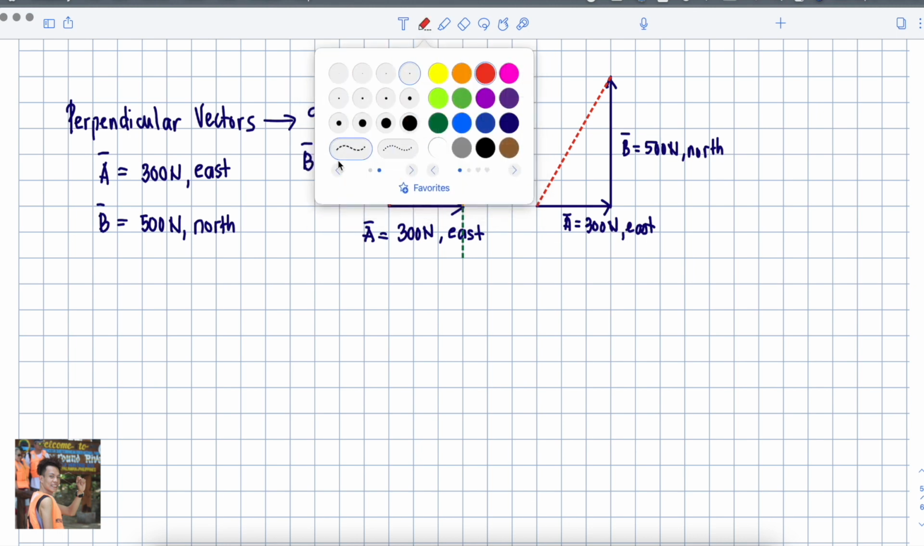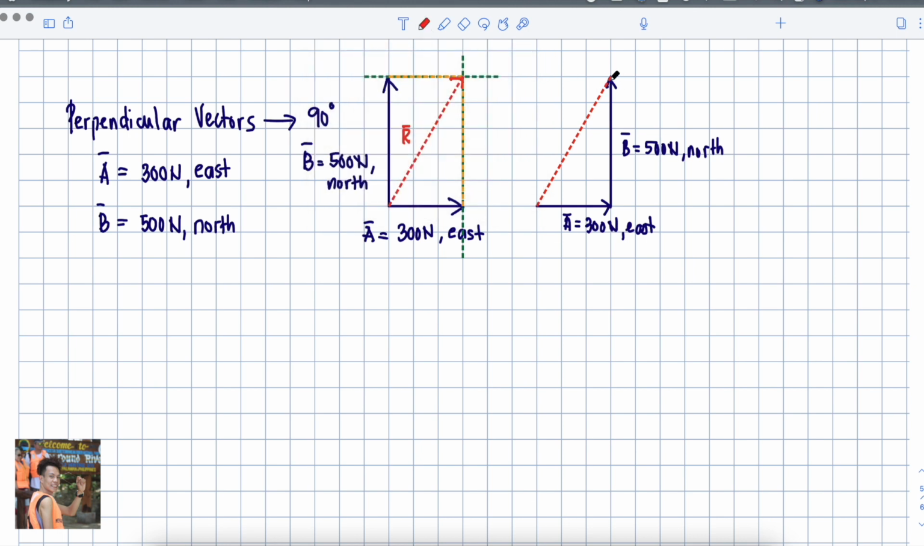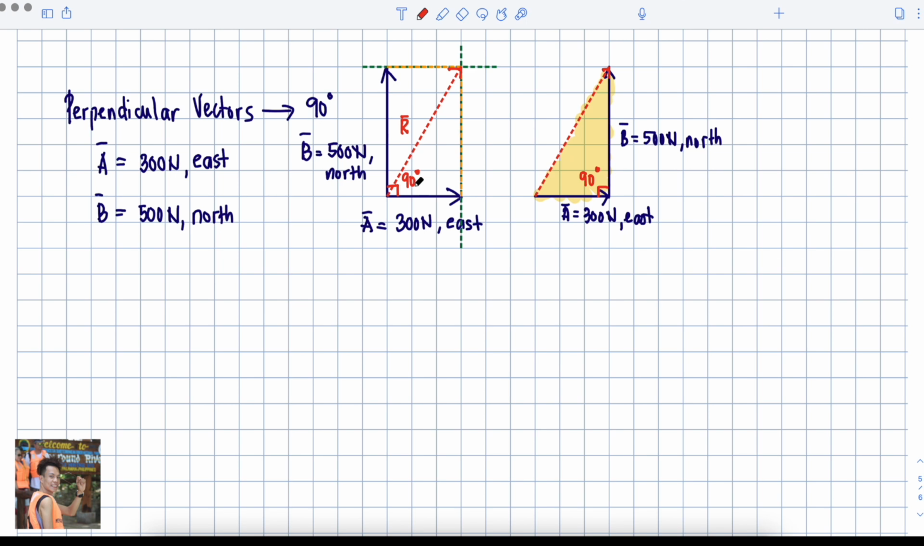As you can see, we have the same resultants on the two methods that we use. Also, we have created a three-sided polygon, which is a triangle. Another thing is that the triangle is a right triangle because we have two vectors that are perpendicular to one another. Two vectors create 90 degrees with respect to one another.